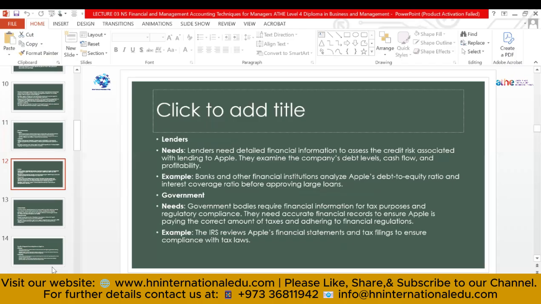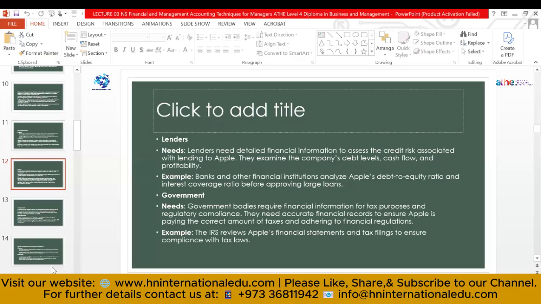Lenders need detailed financial information to assess the credit risk associated with lending to them. Lending, you have an idea of what lenders are? Yes. Lend something, yeah? It is that. They examine the company's debt levels, that is, when they are paying to the people, how much money they have. The amount of money coming into the business must be high as compared to going outside, and profitability ratios too.